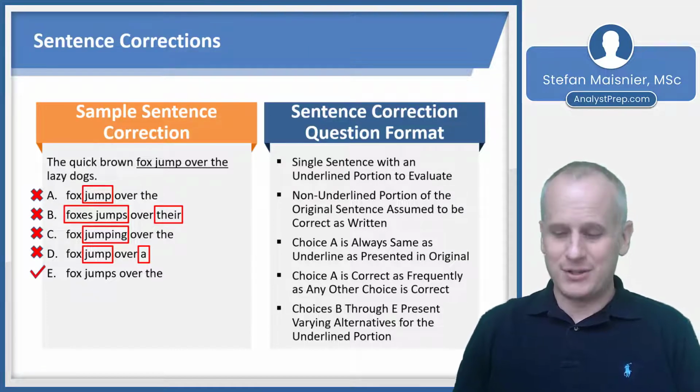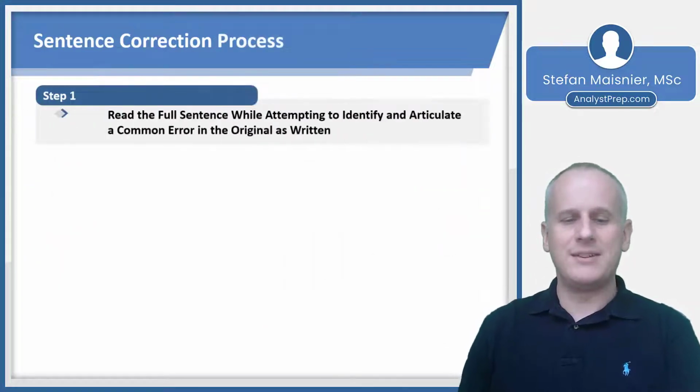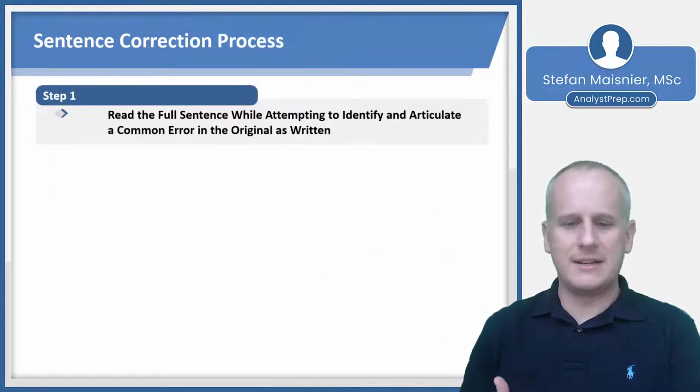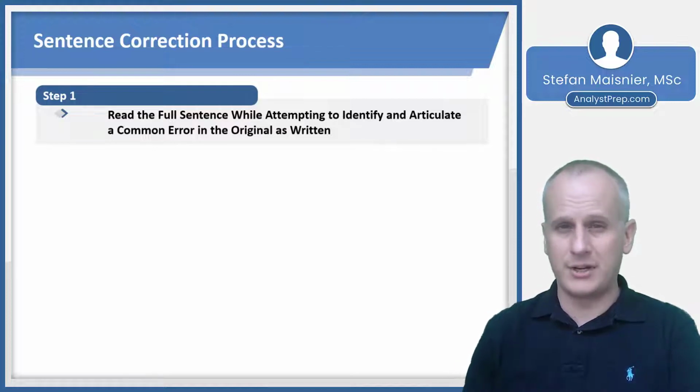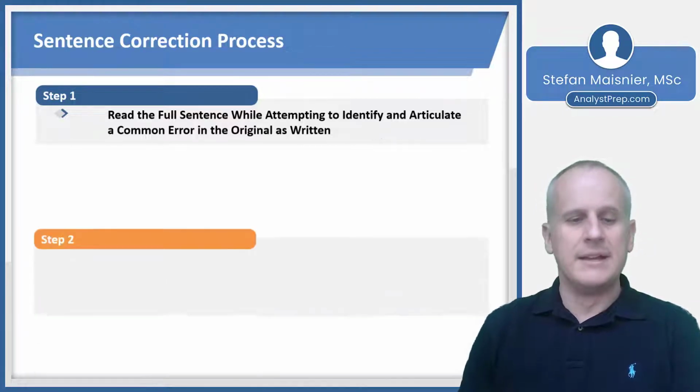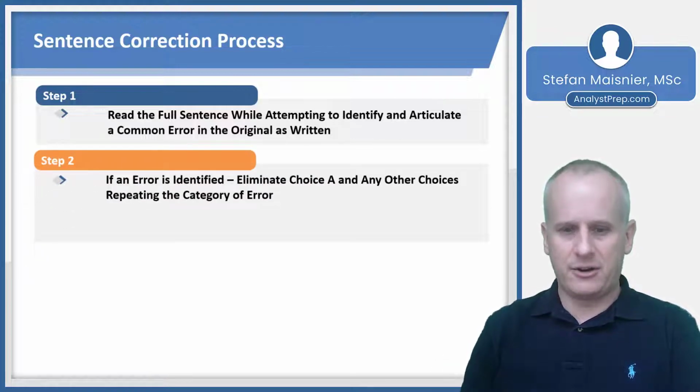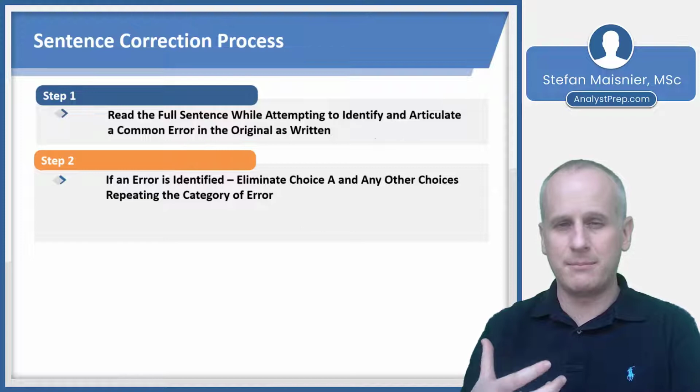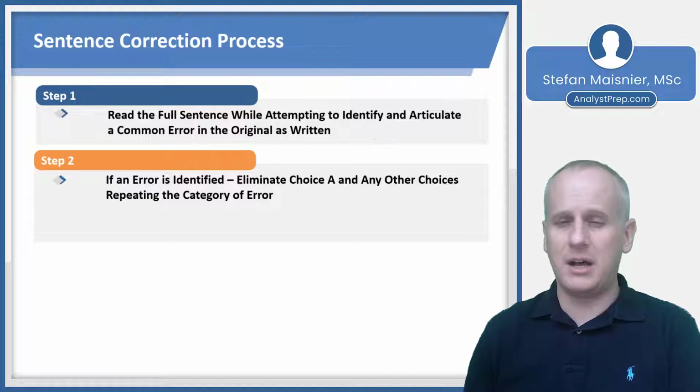So let's talk about what we just did from a process standpoint. Step one is you have to read the full sentence and try to identify and articulate a common error in the original as it's written. And we're going to delineate what all of those common errors are here in a moment, but we already saw a couple of them: subject-verb agreement, pronouns, and article number. Then step two is if you find an error, then you eliminate choice A, and you want to just scan the remaining answer choices to see if any others repeat that category of error. This is how you maximize efficiency so that you don't have to reread each of those answer choices, and you're going to come comfortably in underneath that 90-second average that we're aiming for with sentence corrections on the Executive Assessment.